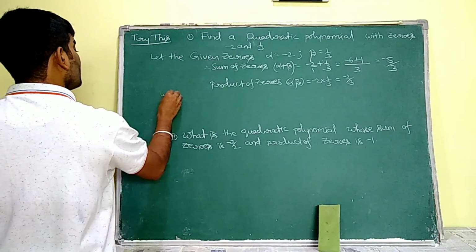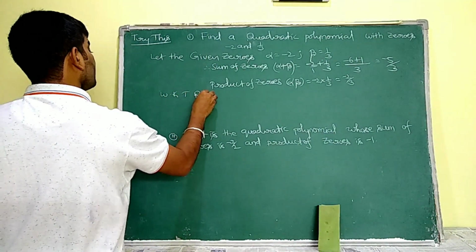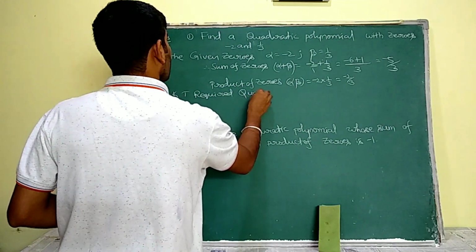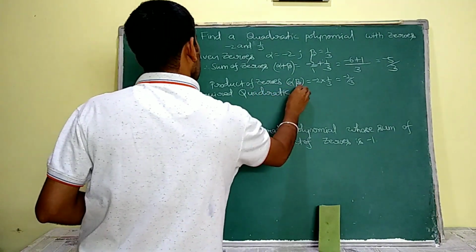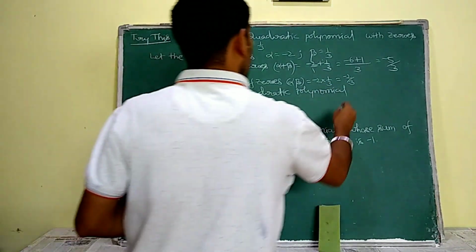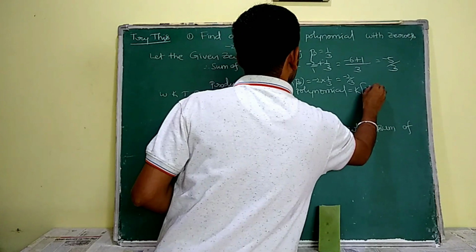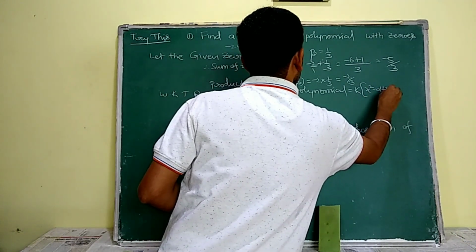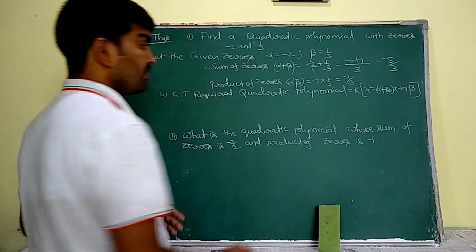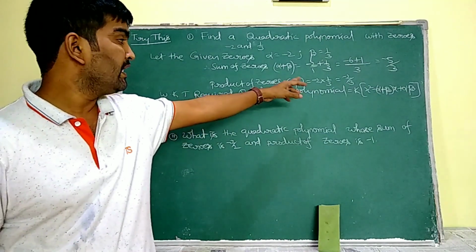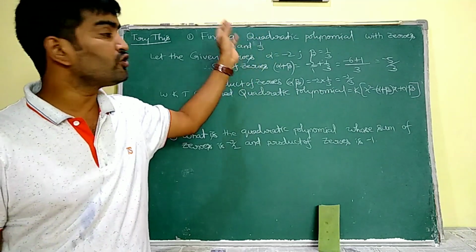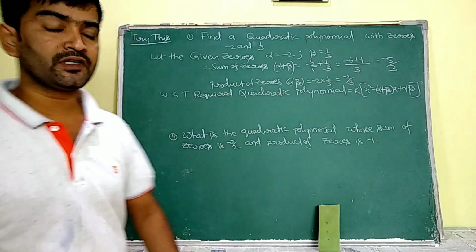Okay, we know that the required quadratic polynomial is equal to k into x square minus alpha plus beta into x plus alpha beta. This is the required quadratic polynomial. If alpha comma beta are given, then we have to calculate the sum of zeros and product of zeros, and we are going to substitute those values in the required quadratic polynomial.